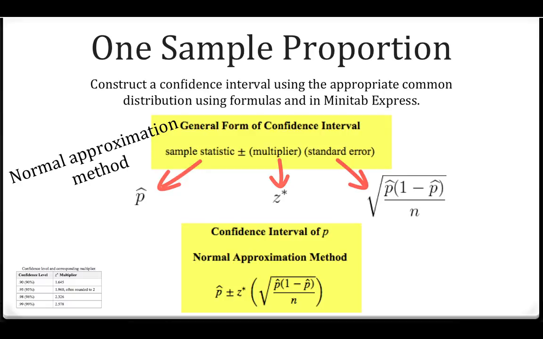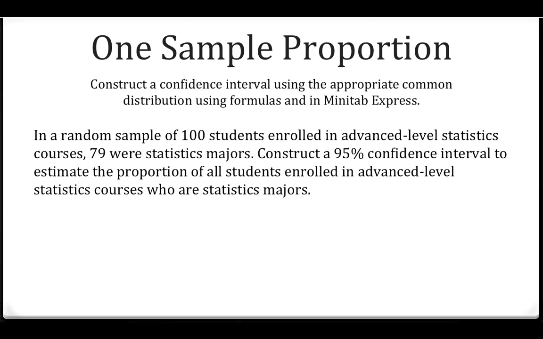Let's look at one example. In a random sample of 100 students enrolled in an advanced level statistics course, 79 were statistics majors. Construct a 95% confidence interval to estimate the proportion of all students enrolled in advanced level statistics courses who are statistics majors. From this scenario, we know that n times p, or the number of successes, is equal to 79.